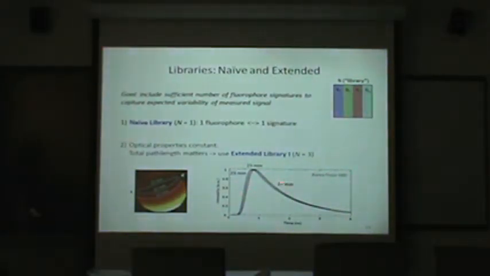And I'm showing you an example here. And you can see that it's not a very huge difference, but actually including this variability in the library gives us a better demixing performance. So I'm going to call this the extended library 1. And in this library, we have 3 signatures per fluorophore, one corresponding to each of these different path lengths. Now, this is a simplification.